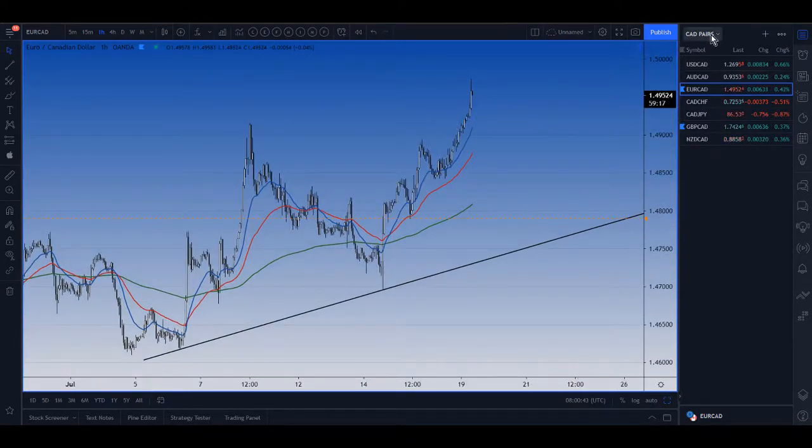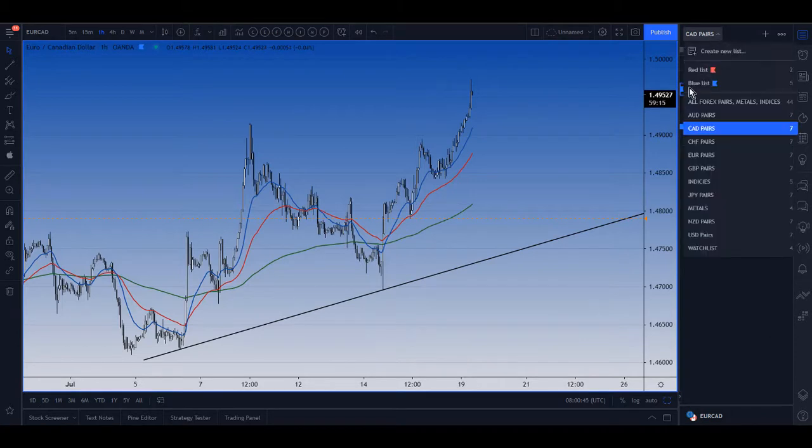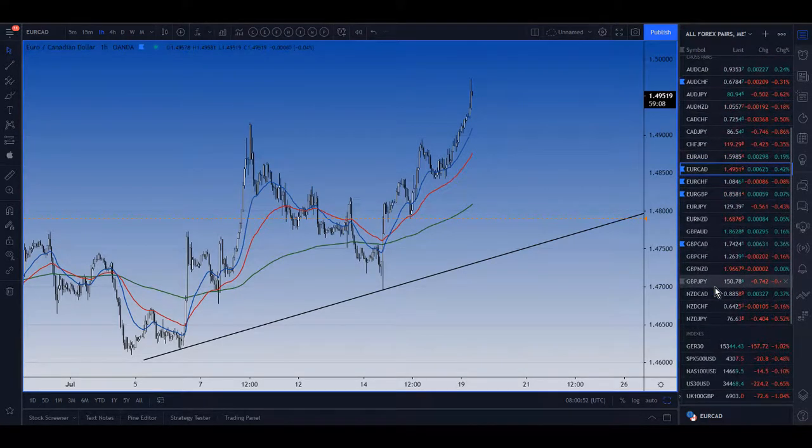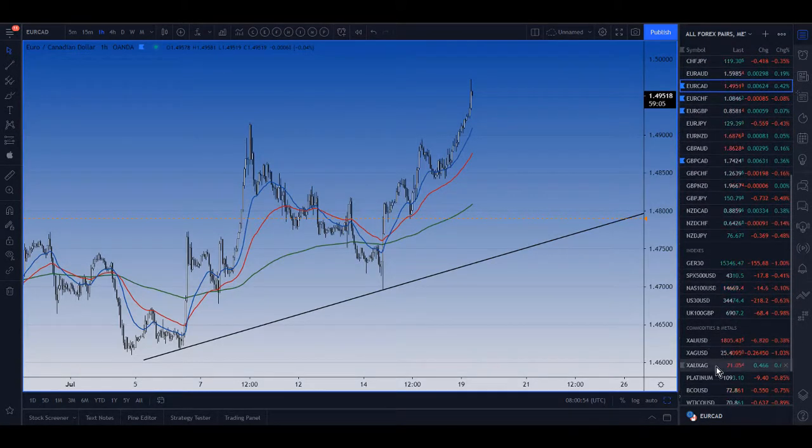Yeah, this is interesting. Let's just have a look at oil, because oil and CAD are correlated generally, because oil is a big export of Canada. Let me just see what oil's doing.